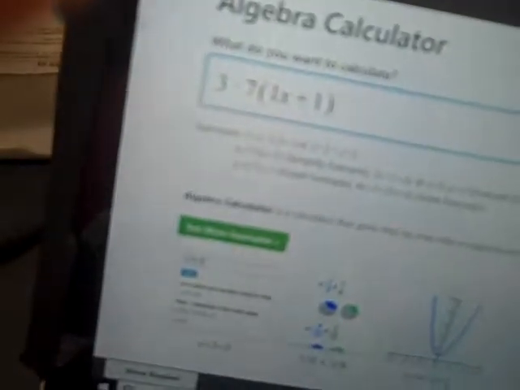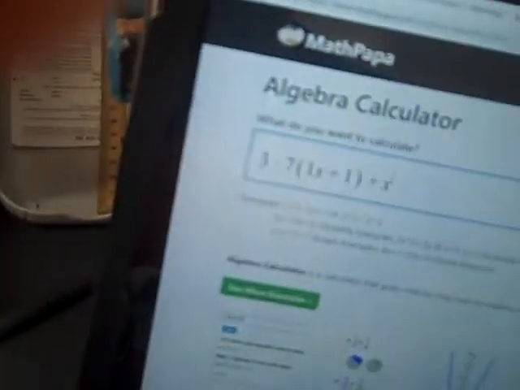3 times 7, parentheses 1x plus 1, close it, plus x to the second, so I go x. Remember, the power is shift 6, okay? And I hit 2, but then you got to hit this arrow, otherwise you're still typing into the power, times 9. Okay, and I ended up with 9x to the second plus 21x plus 21. Could GCF-T that, but nah. Okay, that one's kind of an ugly looking problem. The rest of them you should be okay with. 2, 3, and 4.